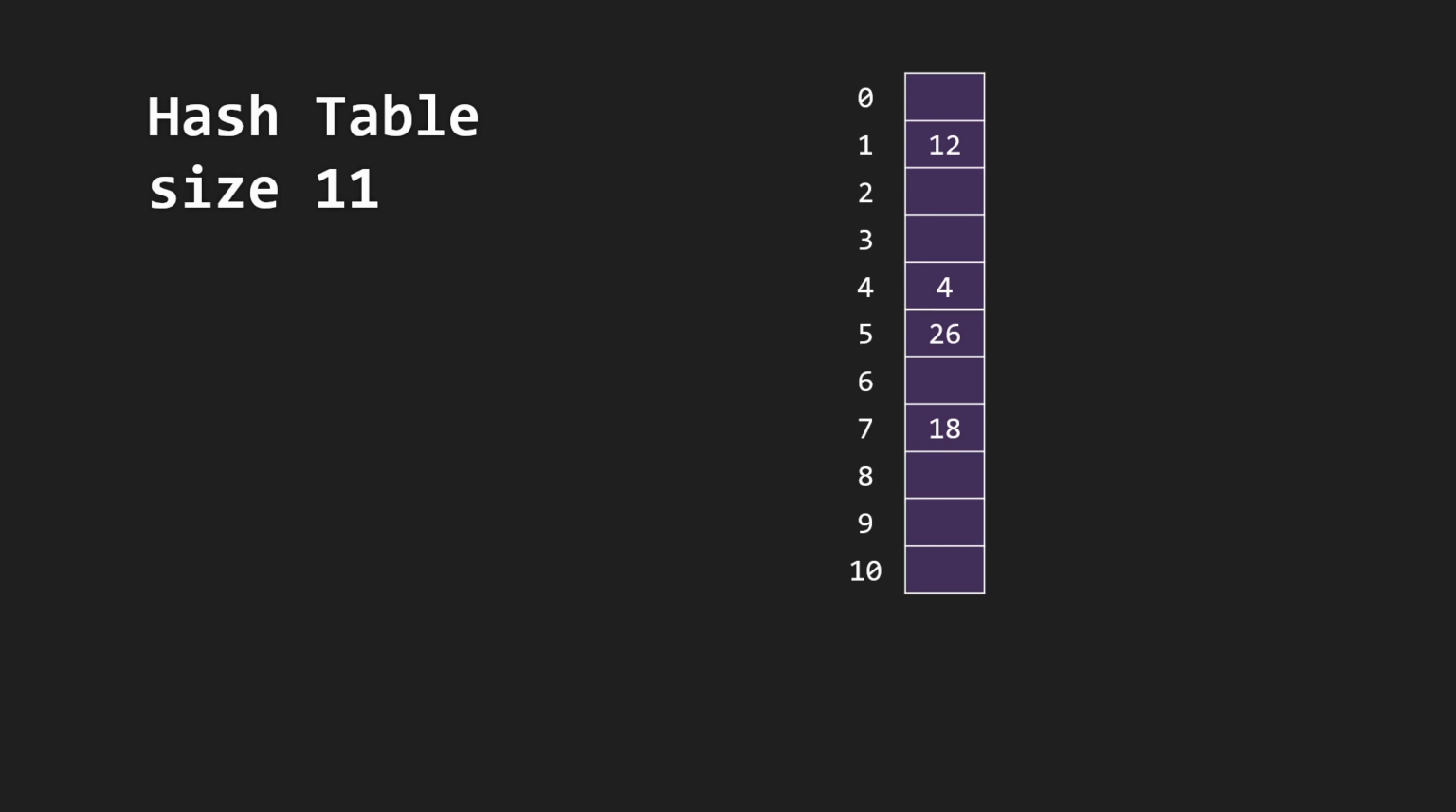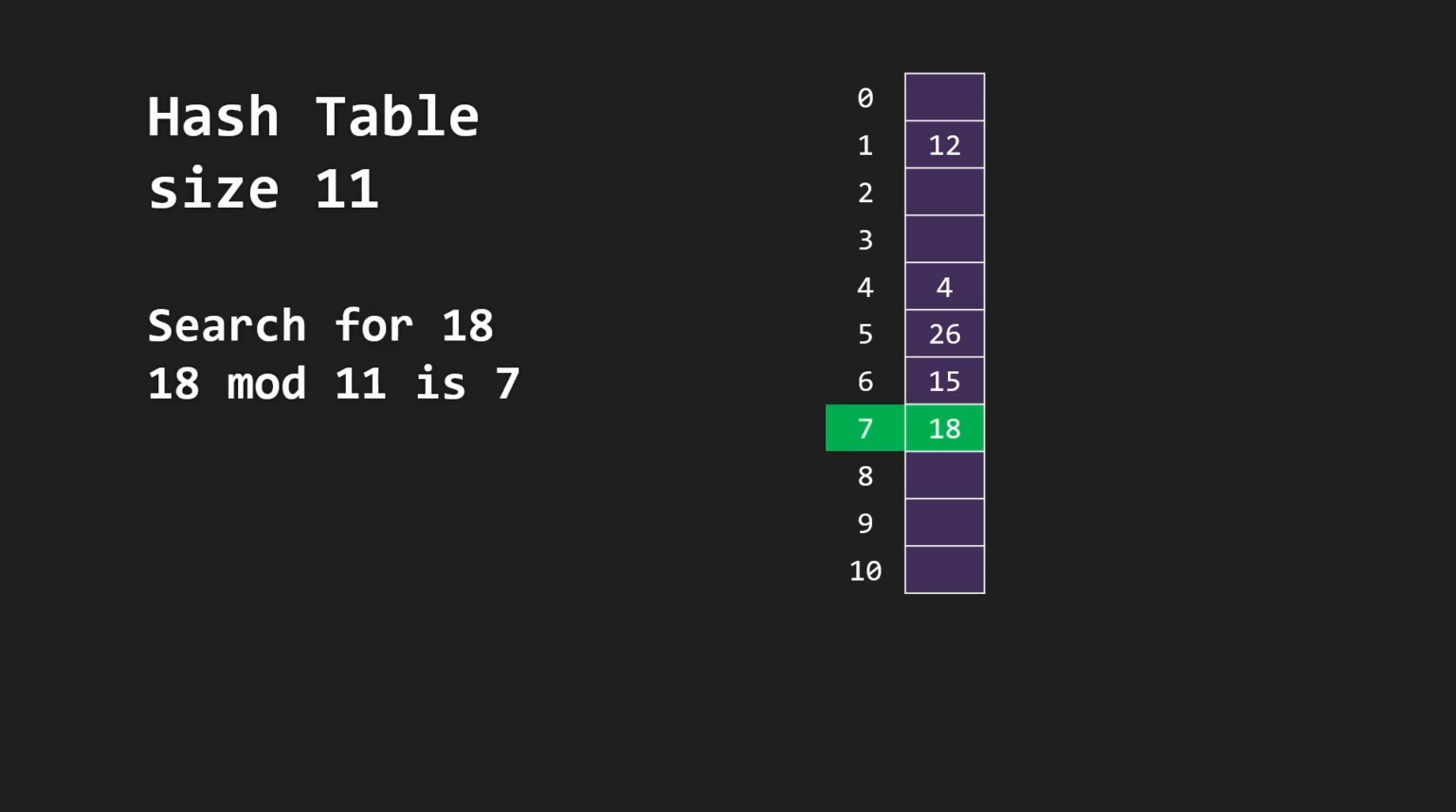We're assuming that we put the 4 in first, so the 26 will end up in the next spot. If we want to insert 15, again, we go to the 4. Can't insert it there because that spot is taken. We check the 5, that spot is also taken, so we move on to the 6 where we can actually put it in. Searching for 18, we're going to simply do the 18 mod 11, go to the 7. That is actually the item we're looking for, so we're done in that case.